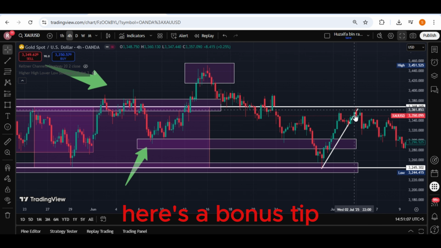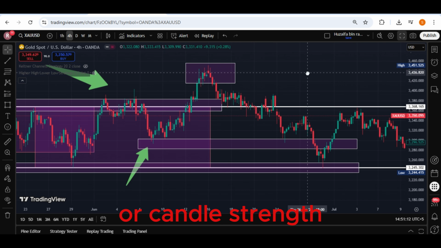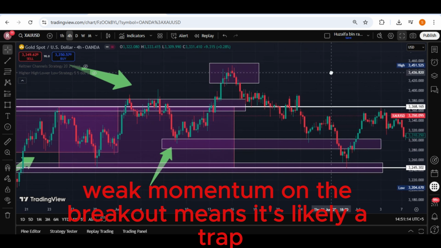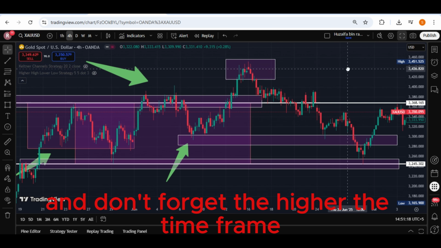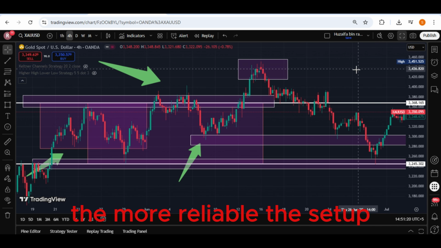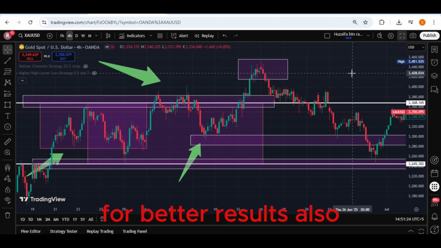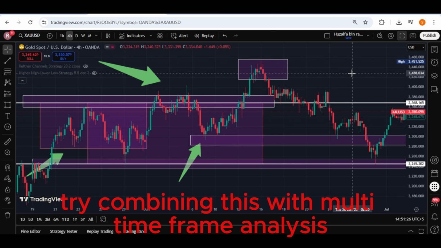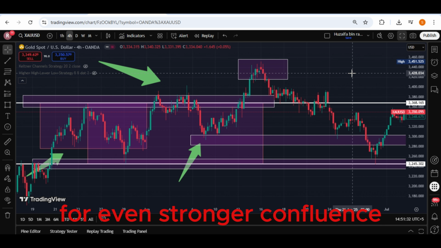Here's a bonus tip. Always confirm the fake out with volume or candle strength. Weak momentum on the breakout means it's likely a trap. And don't forget, the higher the time frame, the more reliable the setup. Use this on 15-minute or higher charts for better results. Also try combining this with multi-time frame analysis or indicators like VWAP or OBV for even stronger confluence.